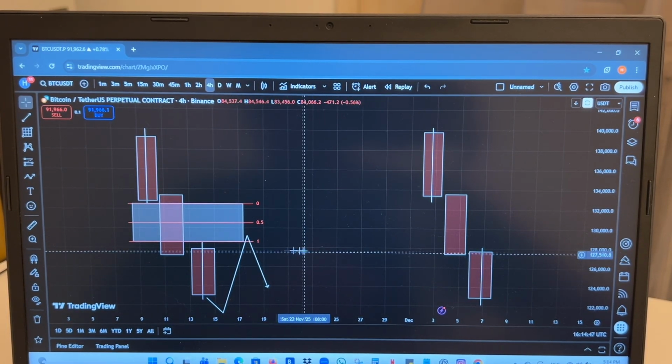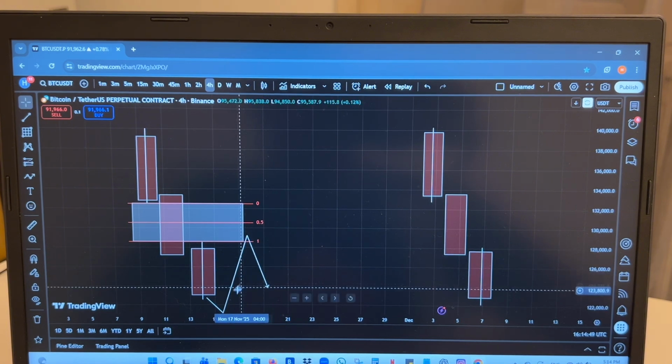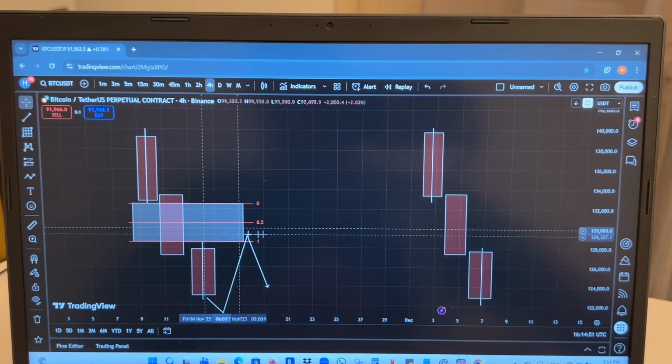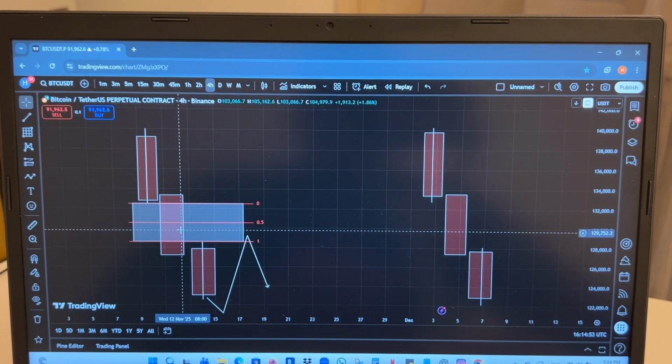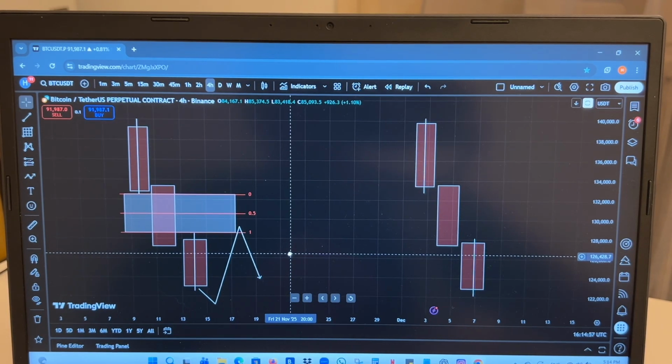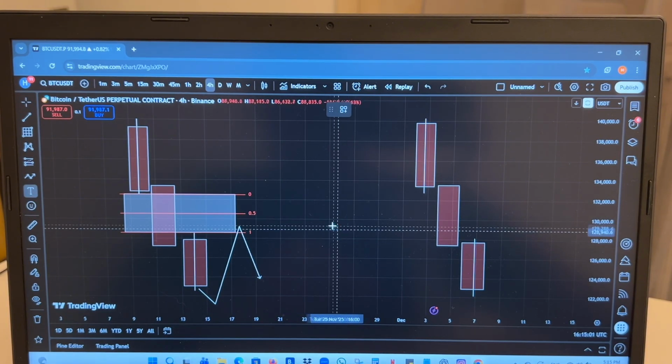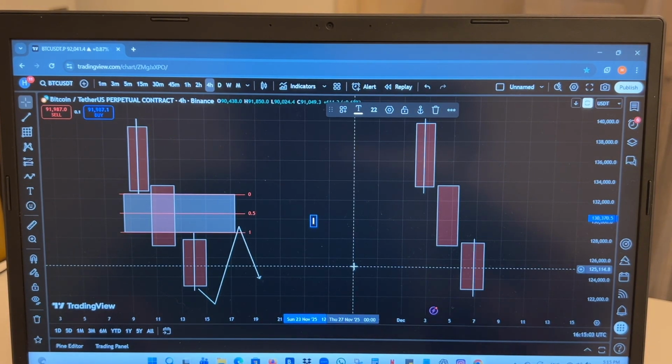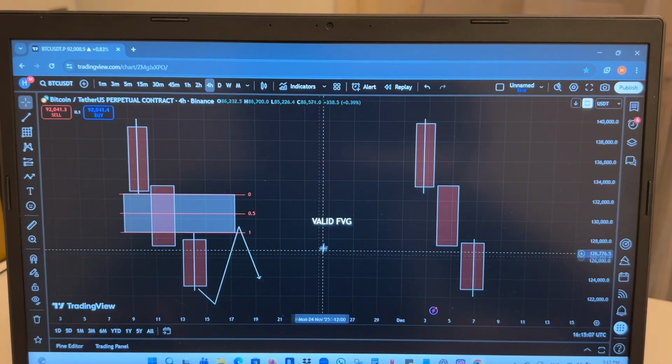If this is the way the market has played out and it has not broken half of an FVG, then what we are going to do is wait, because we are 100% sure that it's going to come back and fill those imbalances. So this is a valid FVG.